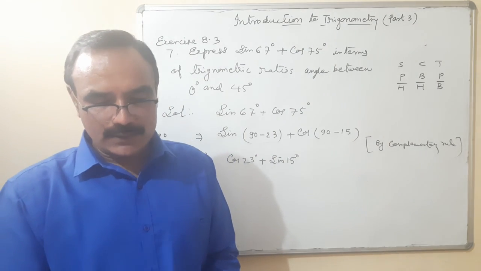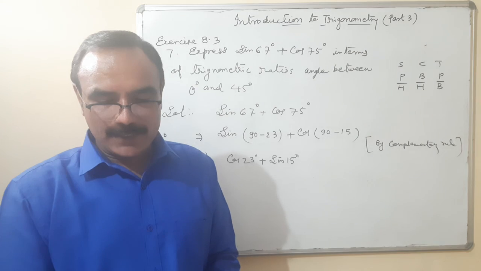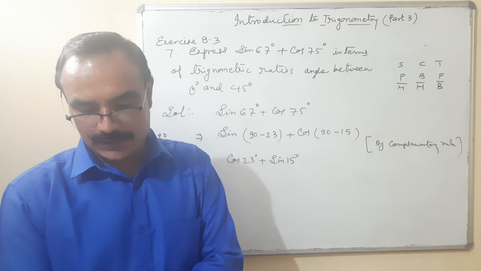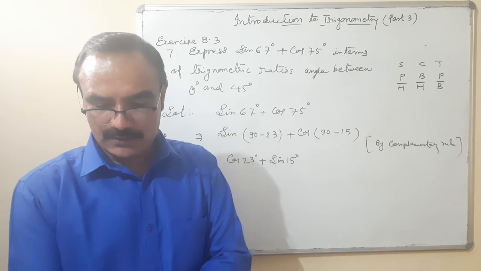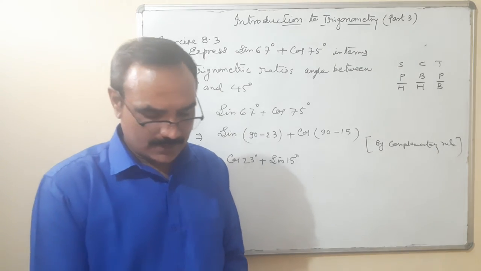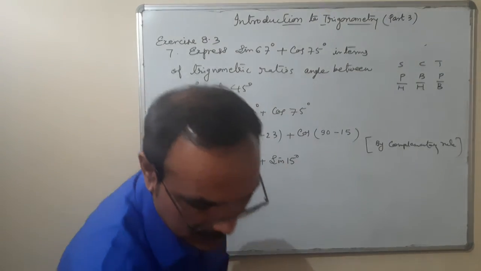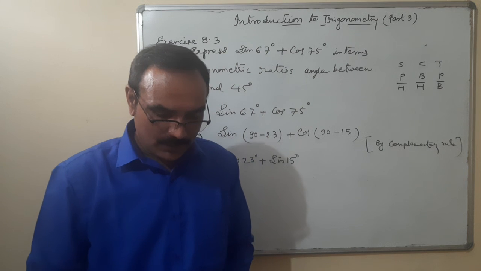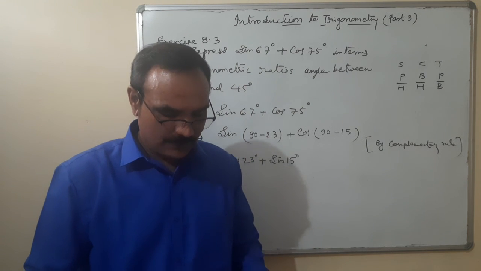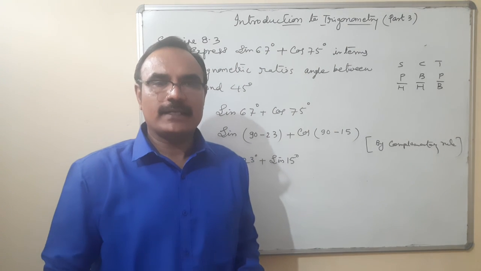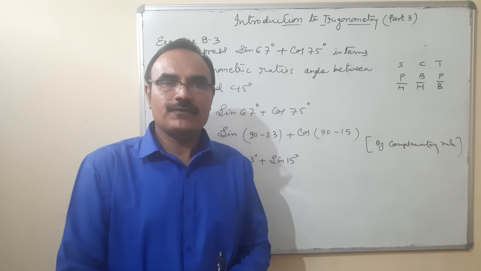What's the next topic is trigonometric identities. So exercise 8.4 is left. These trigonometric identities and some remaining questions of exercise 8.4 will be taken in my next lecture. Okay, till then wait for the next lecture.